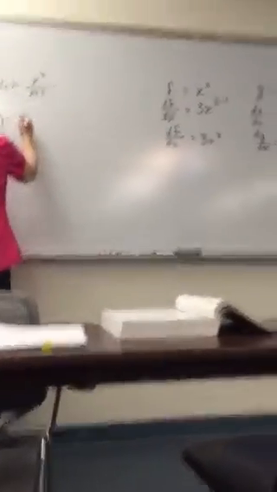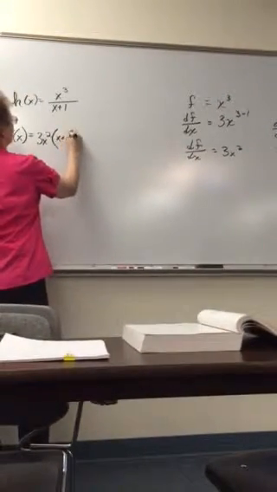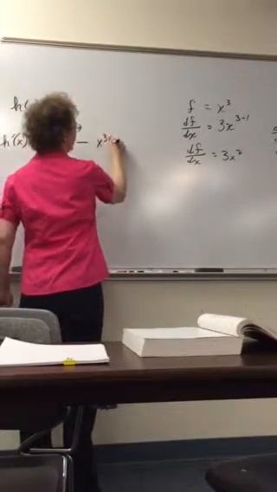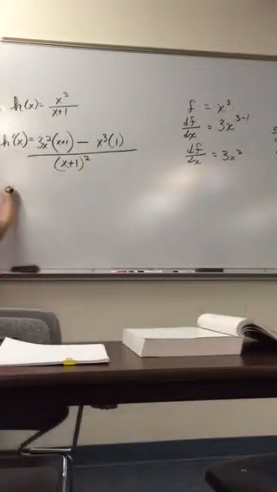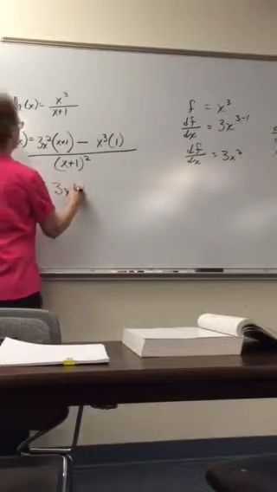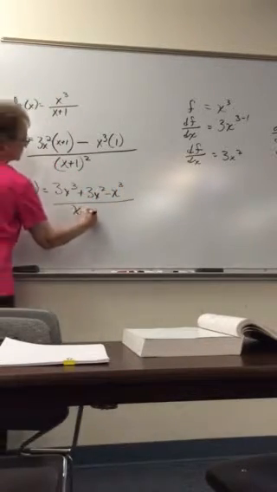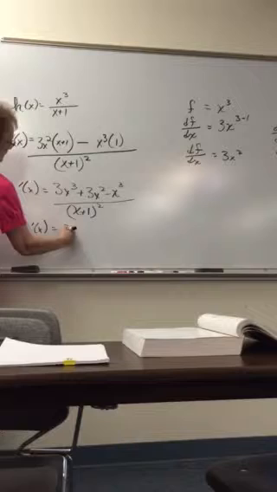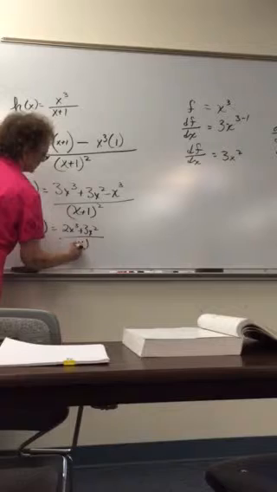The derivative of f times g minus f times the derivative of g over g squared. And then just a little bit of algebra to clean that up. 3x cubed plus 3x squared minus x cubed over (x plus 1) squared. And then finally 2x cubed plus 3x squared over (x plus 1) squared.